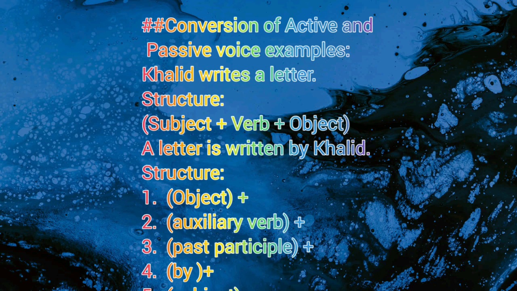Conversion of active and passive voice example. There is more example. Khalid writes a letter. The structure is subject plus verb plus object, and the passive voice form of this sentence is a letter is written by Khalid, and we know the structure of passive voice is one is subject, and then we must use auxiliary verb, and then past participle form, and then we should add by, and the last one is object.